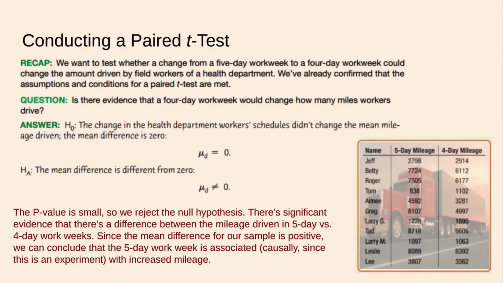Since the mean difference for our sample is positive, we can conclude that the 5-day work week is associated, and this is a causal relationship because this is an experiment. This is a well-constructed experiment. So we can say there is a causal relationship with increased mileage. And we can say that because we computed before minus after, 5-day mileage minus 4-day mileage.